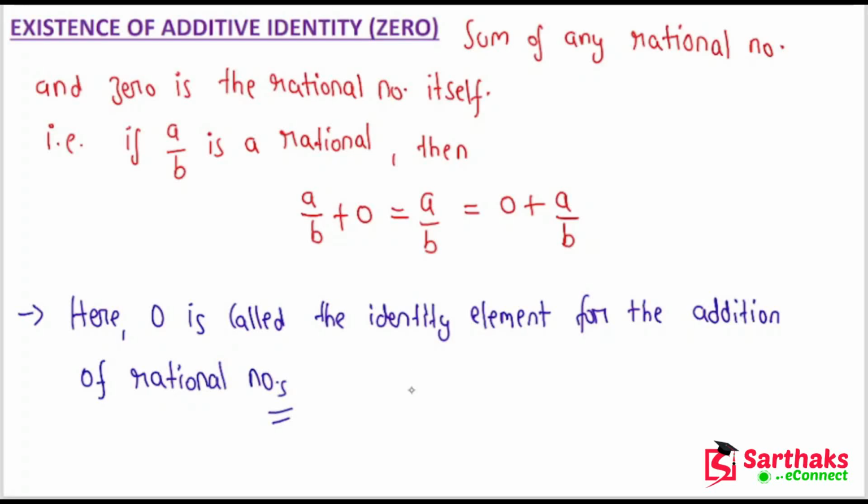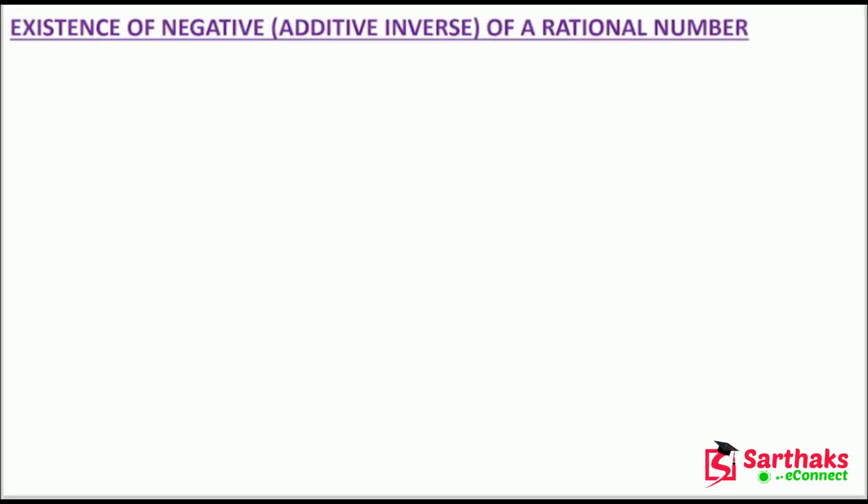So what is additive identity? Any number which when added to a rational number does not make any change. So 0 is that number for addition, right? So if you add 0 to any rational number, it will not make any change. Similarly, there is also something called existence of additive inverse, which is also called negative of a rational number.